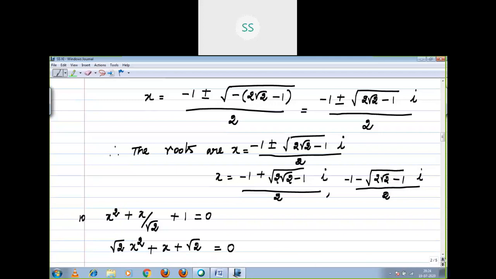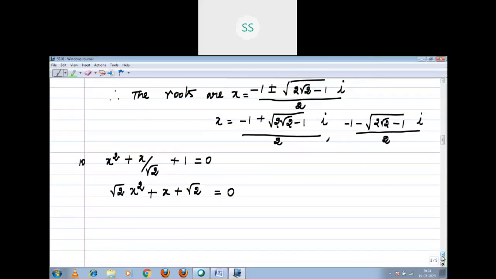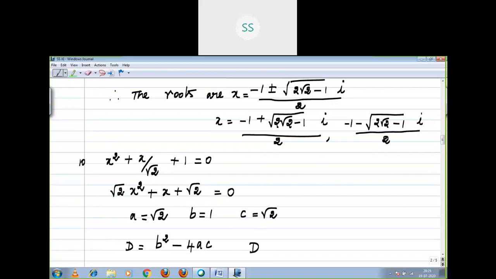Now what is your A here? Coefficient of x square, A equals root 2. What is your B? Coefficient of x, that is 1. C is equal to root 2. Now D is equal to B square minus 4AC. D is equal to 1 square minus 4 into root 2 into root 2, which is equal to 1 minus 8, equal to minus 7.